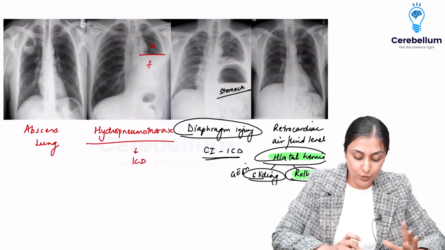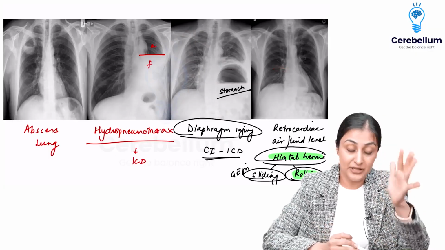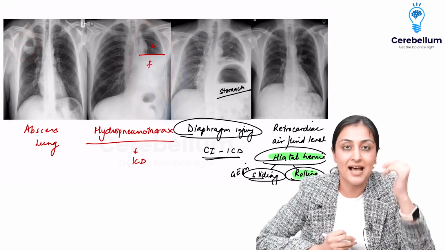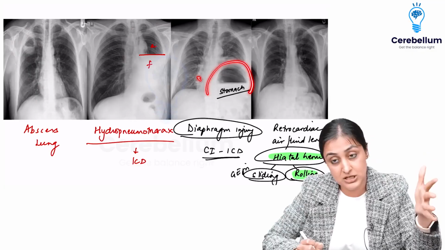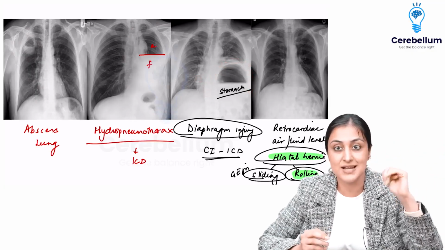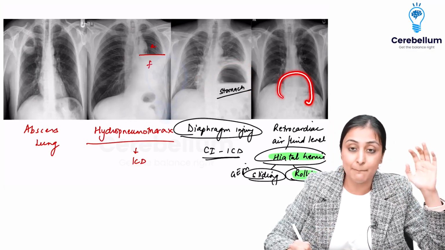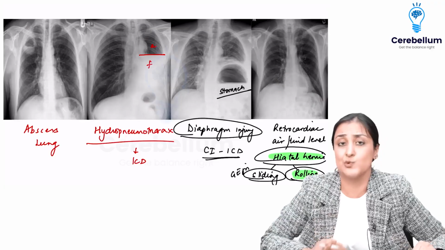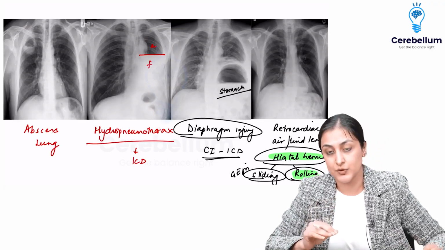So these are the 4 air fluid levels we need to know. If it's a lung lesion, it's an abscess. If it's the pleura, it's hydropneumothorax. If it's stomach coming up into the thorax, that's diaphragm injury. And when it's in the midline, that's a hiatal hernia, right? This is where I've seen most of the students getting confused.